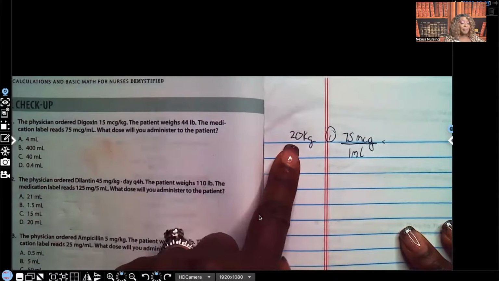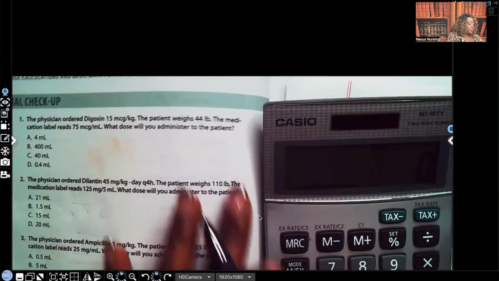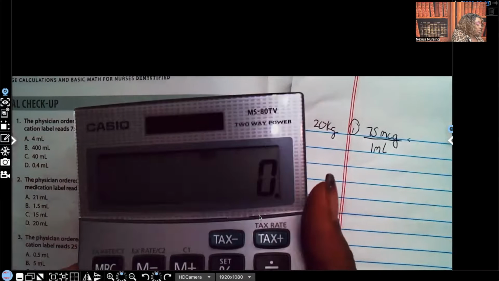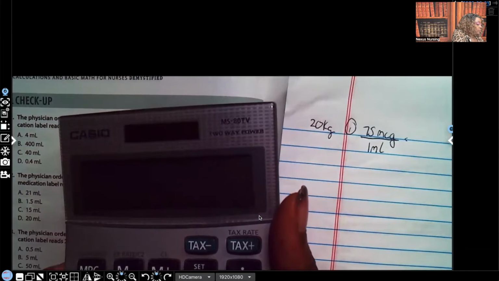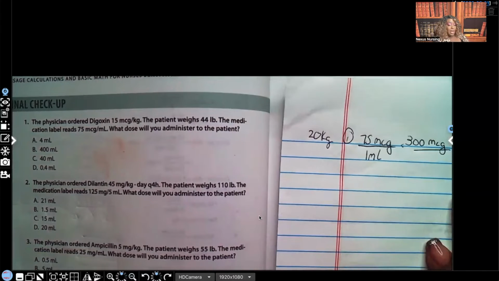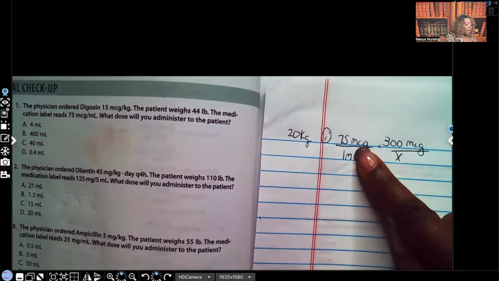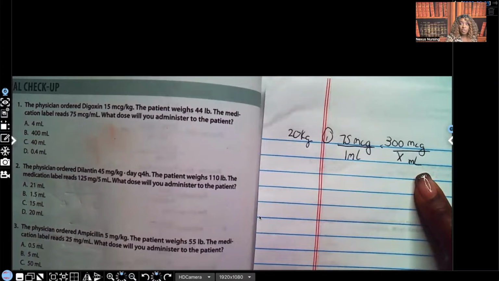All I have to do is multiply the micrograms times the kilograms I already have. So I do 15 times 20, and that gives me 300. That means I'm going to be giving 300 micrograms. And what do I have down here? X. X is what we're solving for. My X is going to be milliliters, because my units always have to match.